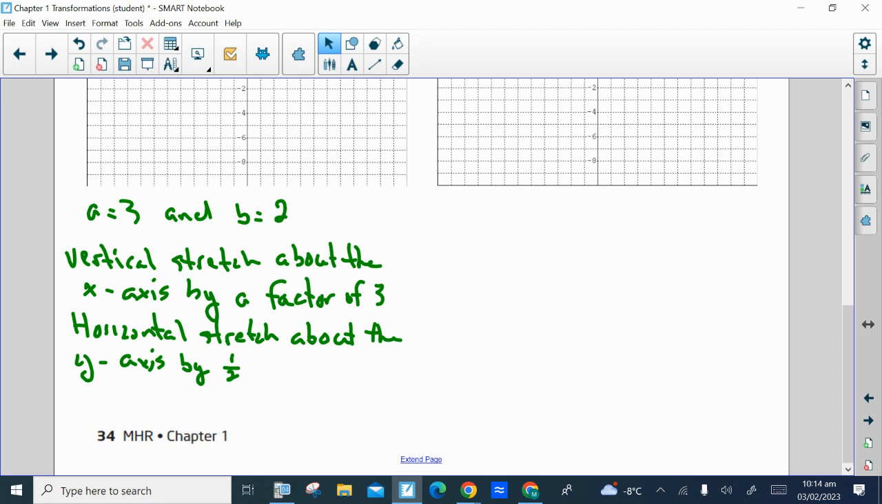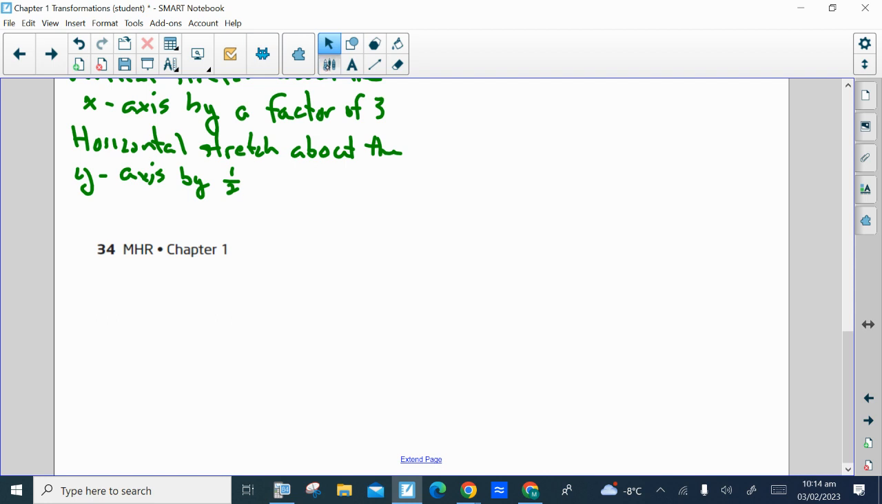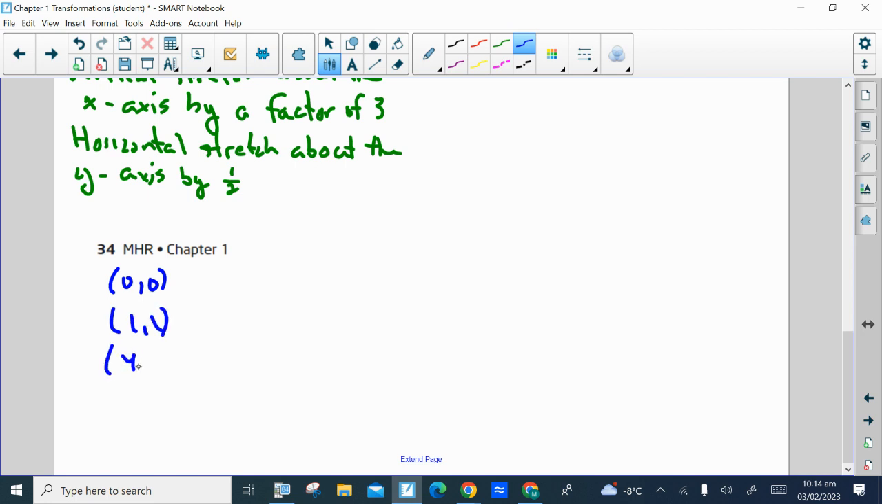So let's take all 1, 2, 3, 4 of those points on the original graph, and we'll systematically perform these transformations to each of those 4 points. So we've got the point (0, 0). We've got the point (1, 1), (4, 2), and (9, 3).